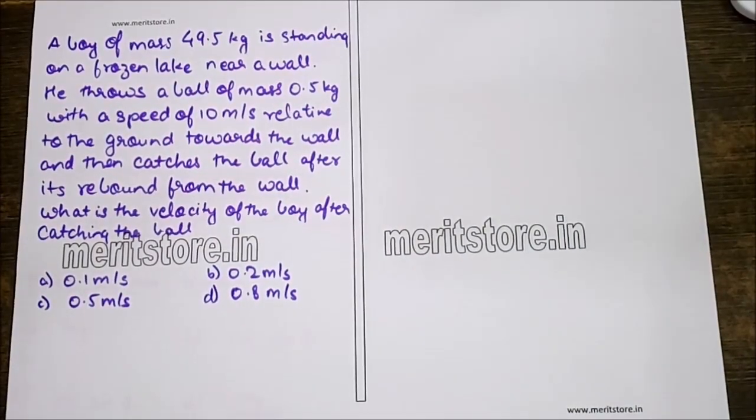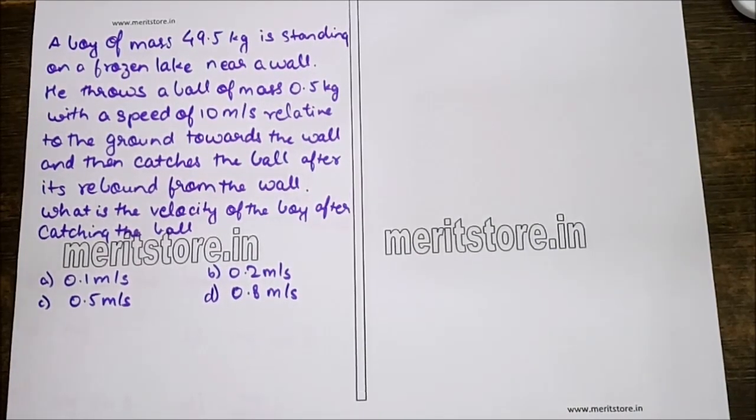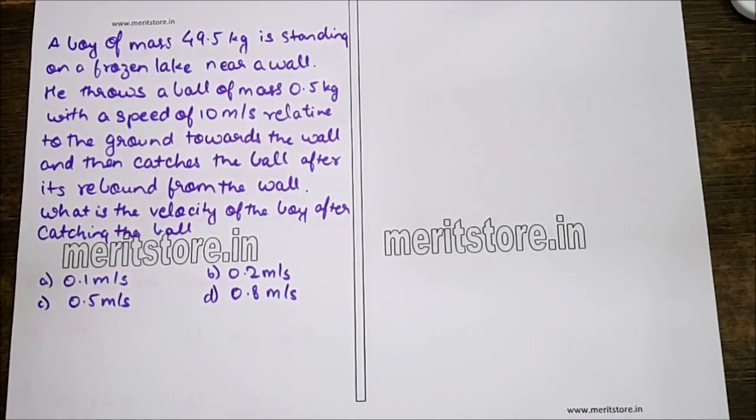A boy of mass 49.5 kg is standing on a frozen lake near a wall. He throws a ball of mass 0.5 kg with a speed of 10 meter per second relative to the ground towards the wall and then catches the ball after it rebounds from the wall. What is the velocity of the boy after catching the ball? The options are 0.1 meter per second, 0.2 meter per second, 0.5 meters per second, and 0.8 meters per second.